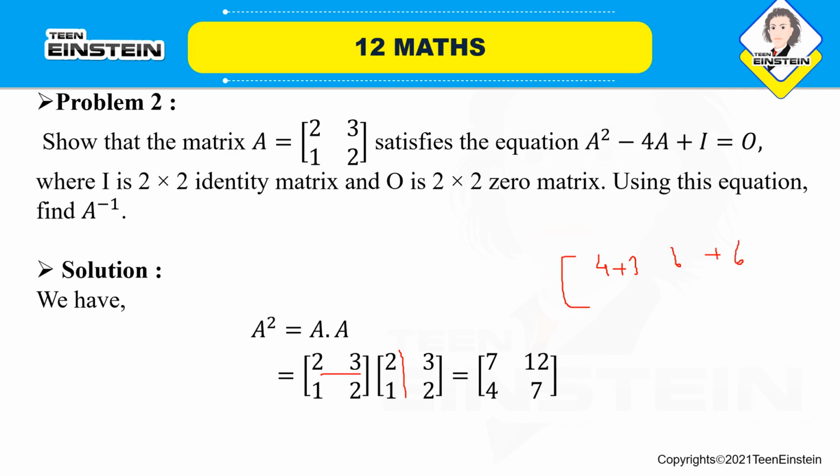First row is over. Now fix the second row. So 1 into 2, 2, plus 1 into 2, 2. Then second row, second column: 1 into 3, 3, plus 2 into 2, 4. So what you are getting is 7, 12, 4, 7.